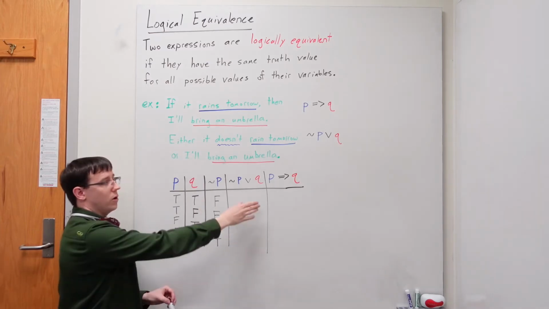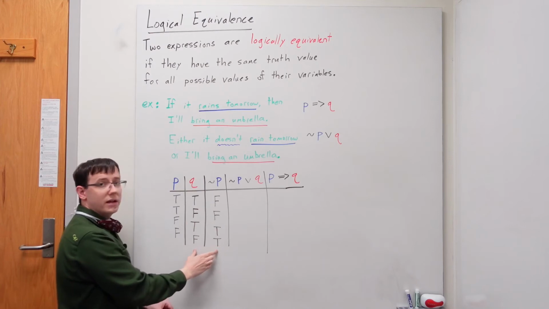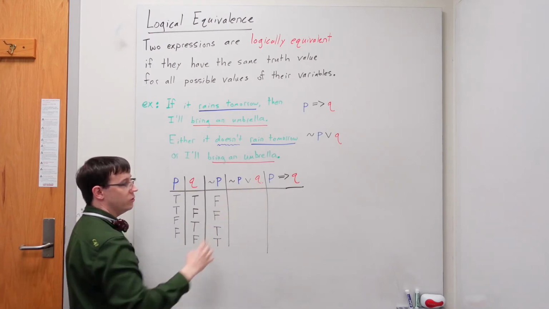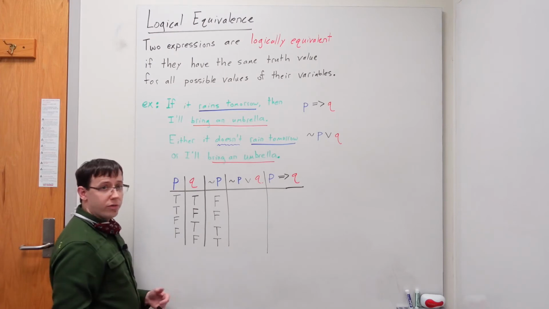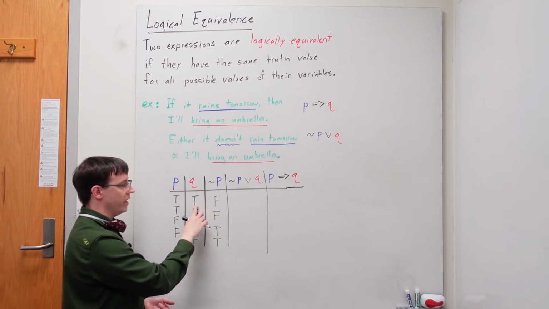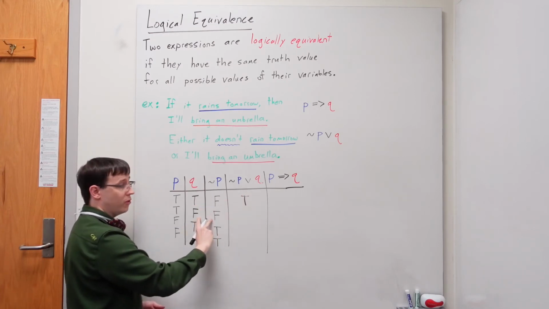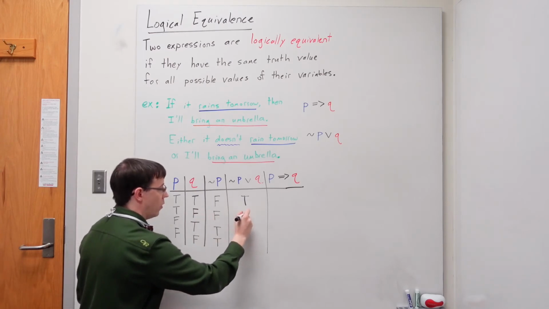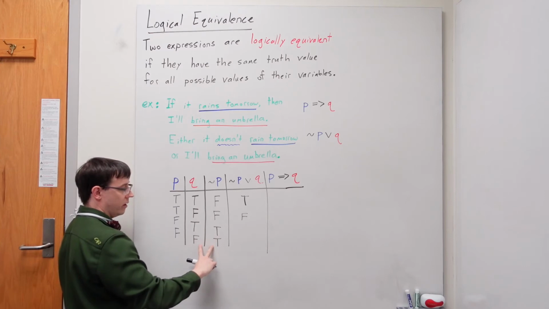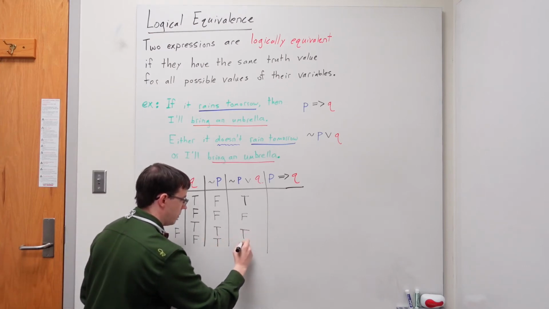And now for not P or Q, we need to look at these 2 columns and figure out where it is the case that either of the 2 sub-expressions, or both, evaluate to true. Here we have one of them evaluating to true. Here they're both false, so the or is false. Here they're both true, and here one of them is true. So those are both true.